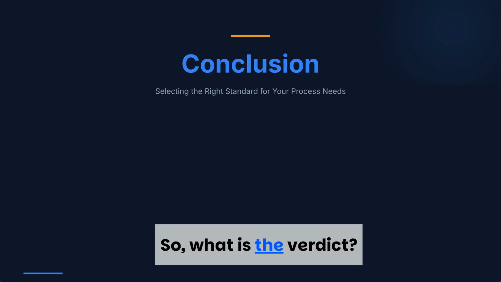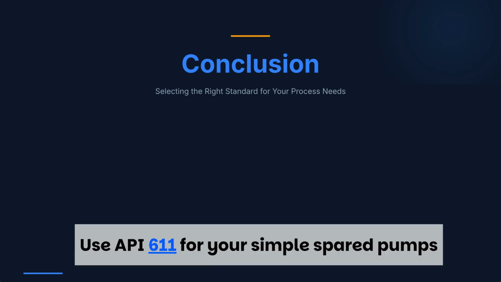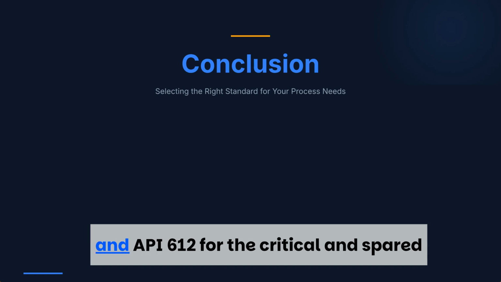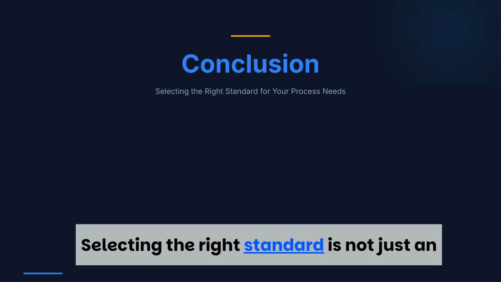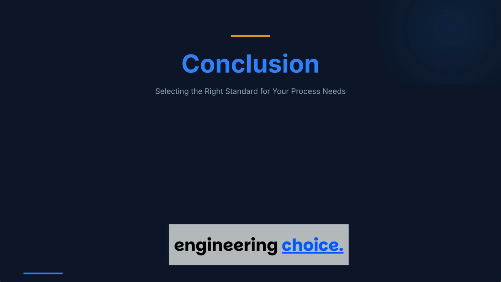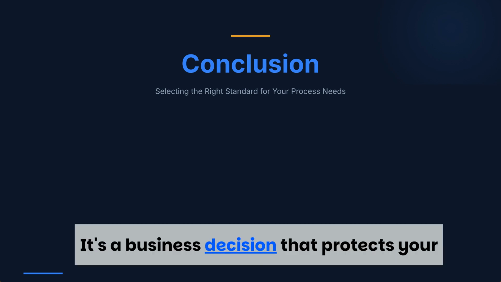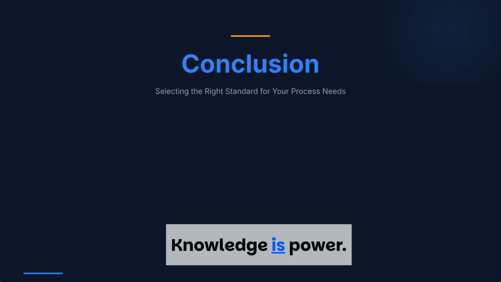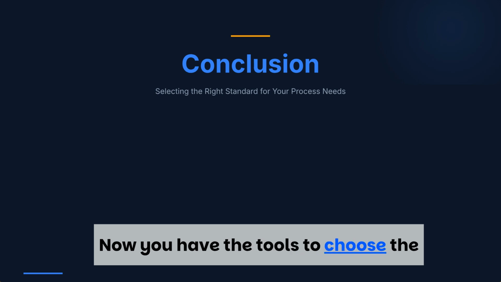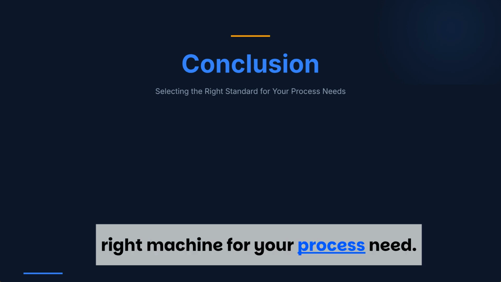So, what is the verdict? Use API 611 for your simple spared pumps and API 612 for the critical unspared heartbeat of your plant. Selecting the right standard is not just an engineering choice, it's a business decision that protects your production for years to come. Knowledge is power. Now you have the tools to choose the right machine for your process needs.